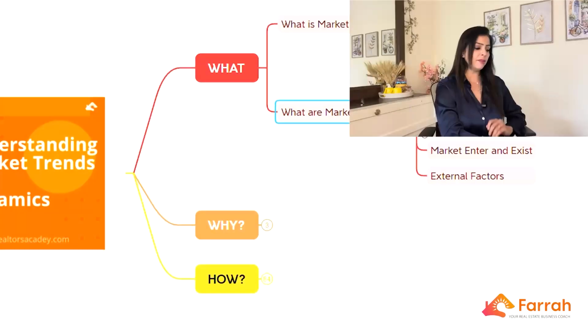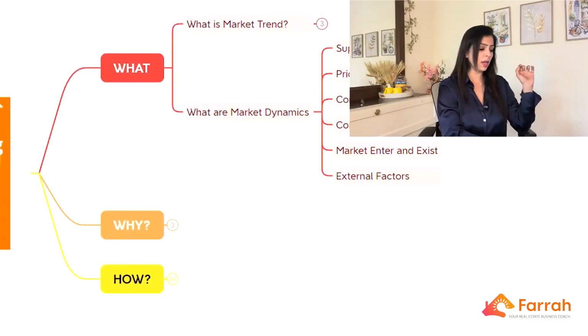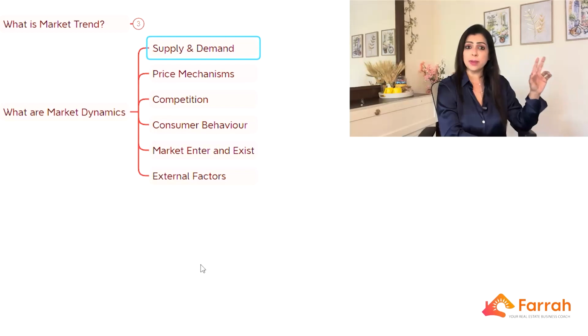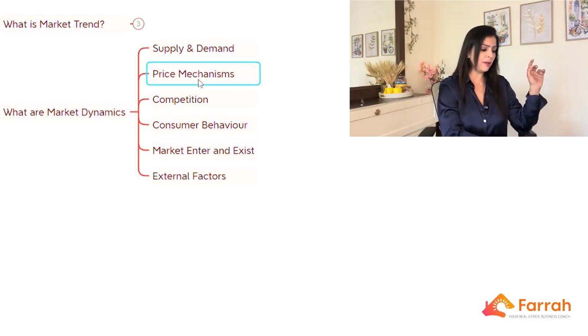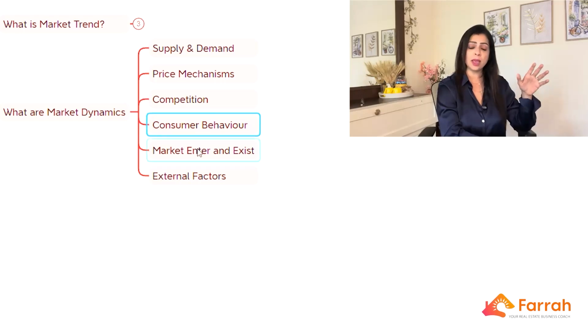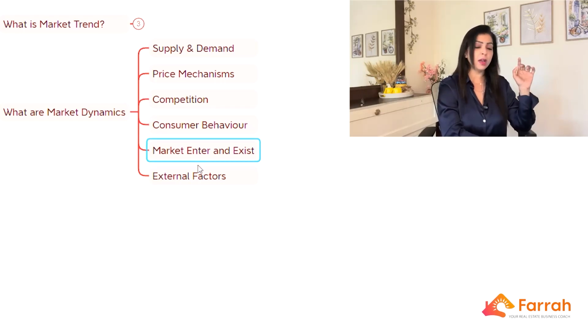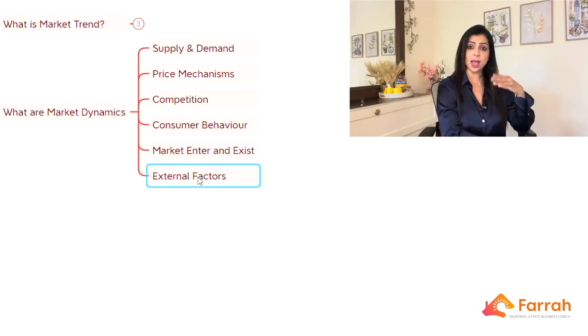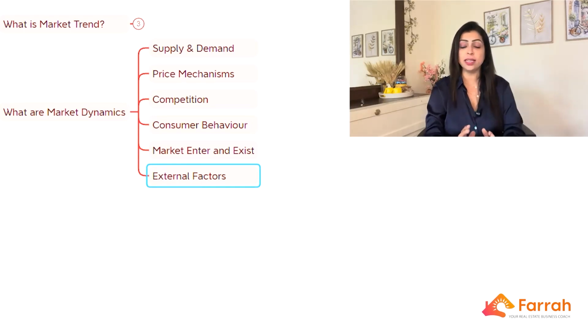Okay. Number one, I have supply and demand. Number two, I have price mechanisms, and number three, I have competition. Number four, I have consumer behavior. Number five, I have market entry and exits, and number six, I have external factors.